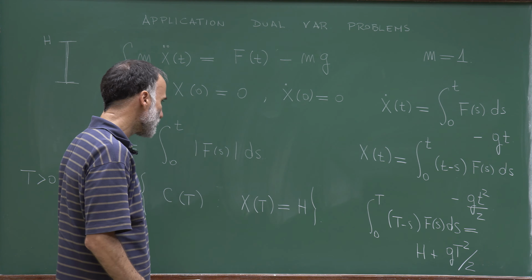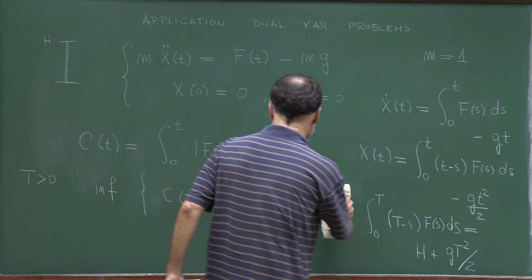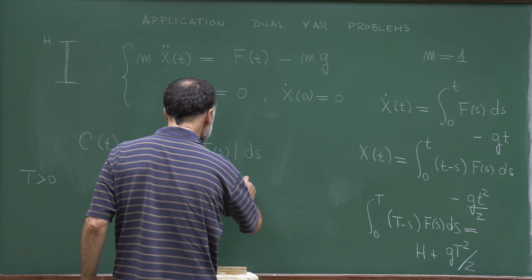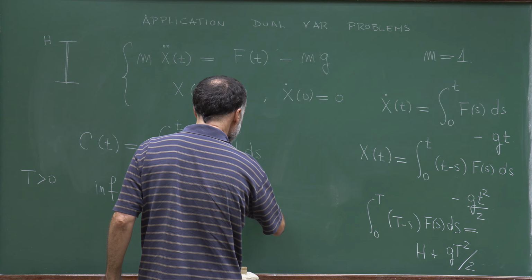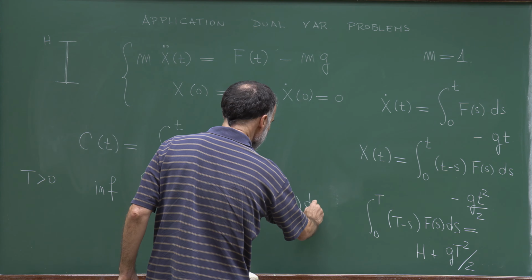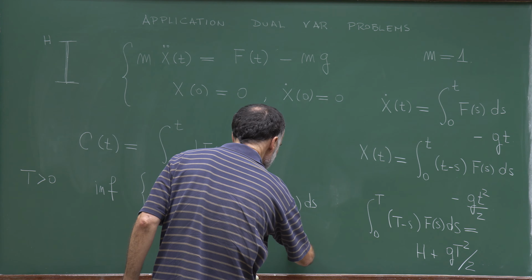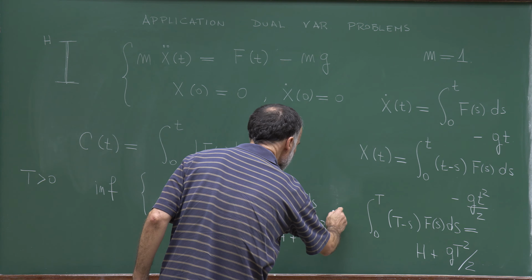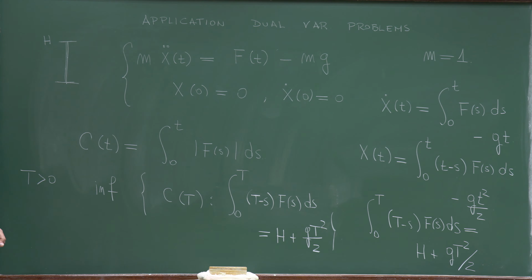So I will replace that condition by the condition that the integral from 0 to capital T of (T minus s) f(s) ds is equal to h plus g T squared divided by 2. So I'm fixing capital T.